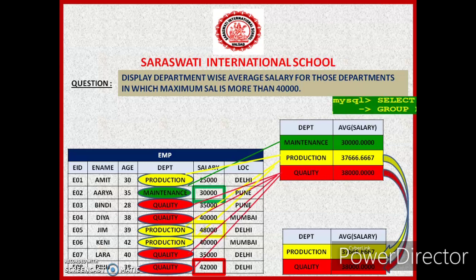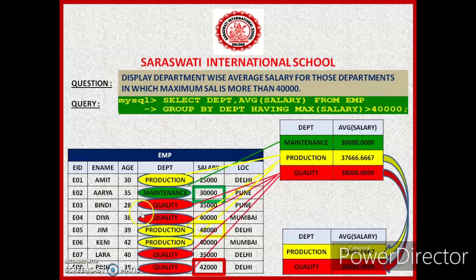And now our query will be this. As we discussed in group by clause, I have written DEPT to create groups department wise. And in having clause, I have specified the condition which I want to apply on groups. The condition is maximum salary should be greater than 40,000. In select clause, I have used function AVG on column salary to calculate average salary value.